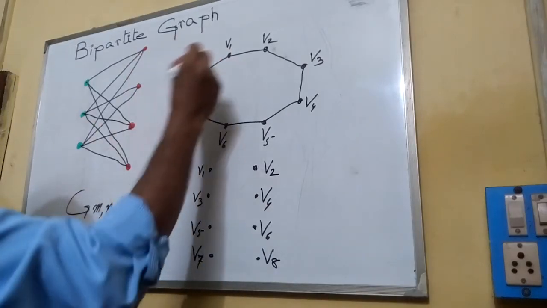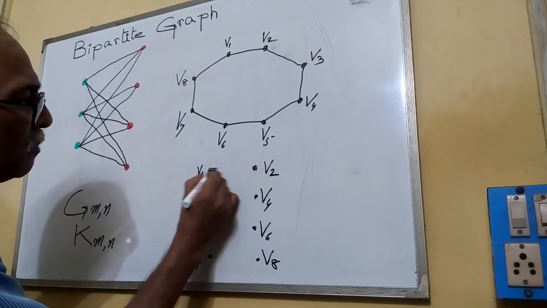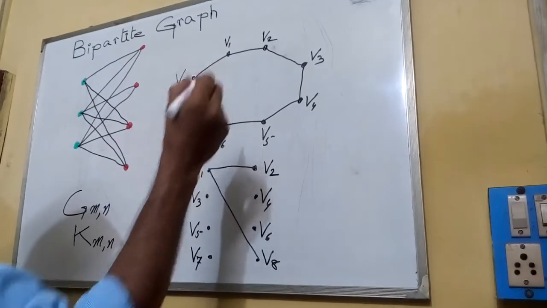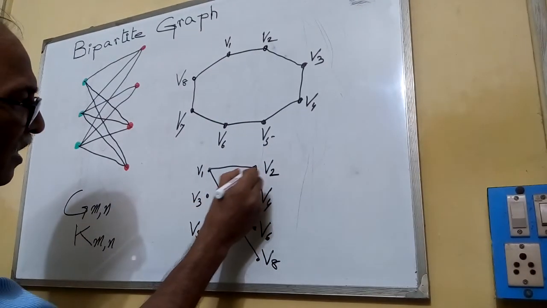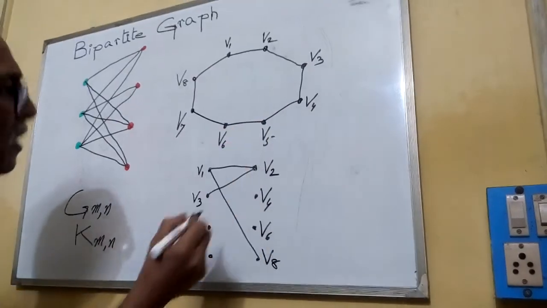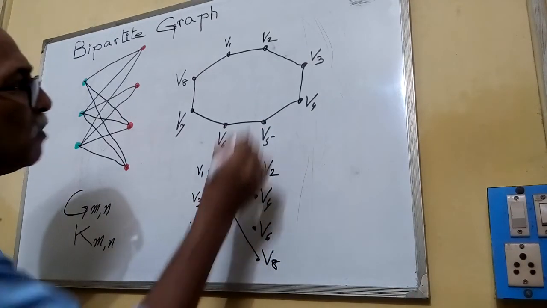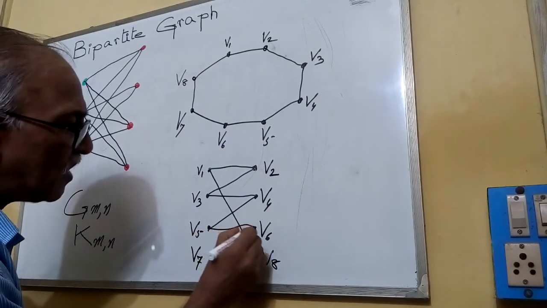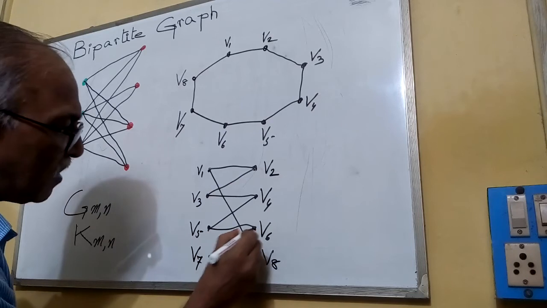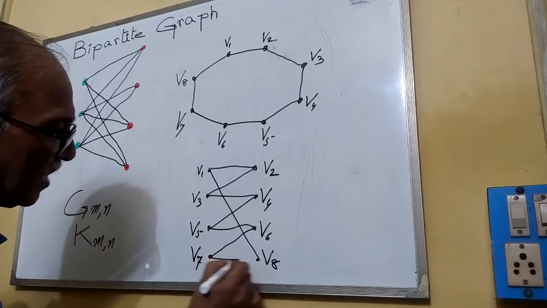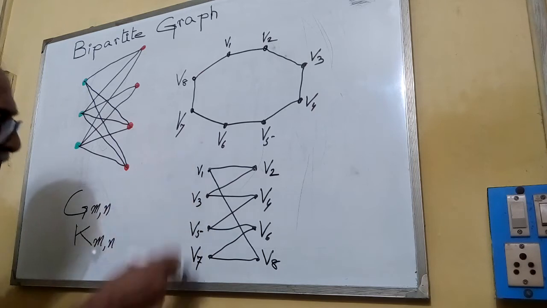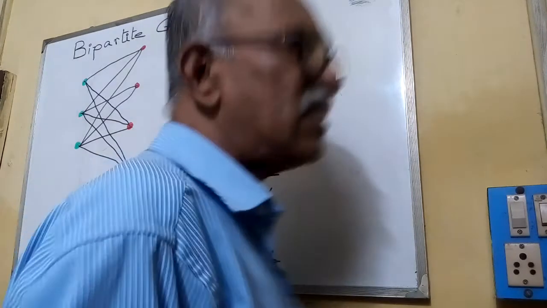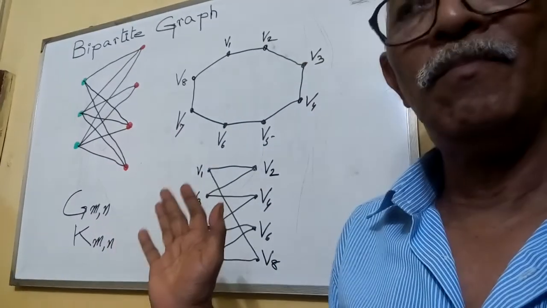From V1, there are two edges, V2 and V8. From V2, V1 and V3. From V3, it is V4. From V4 to V5. V5 to V6. V6 to V7. V7 to V8. See, there is no edge among these vertices. There is no edge among these vertices. Hence, it is a bipartite graph.